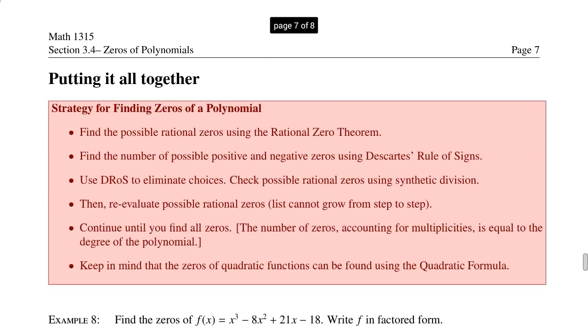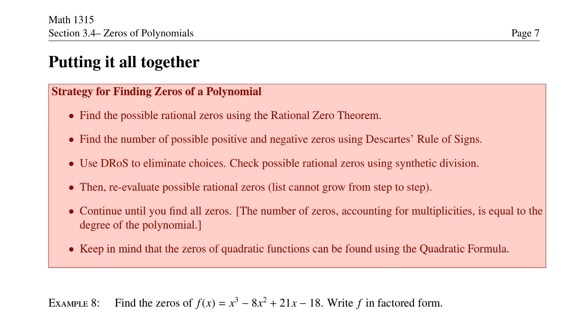All right, let's put all of this information together to form a coherent strategy for finding the zeros of a polynomial. Step 1, find the possible rational zeros using the rational zero theorem. Step 2, find the number of possible positive and possible negative zeros using Descartes' rule of signs. Use Descartes' rule of signs to eliminate choices, and then check possible rational zeros using synthetic division.